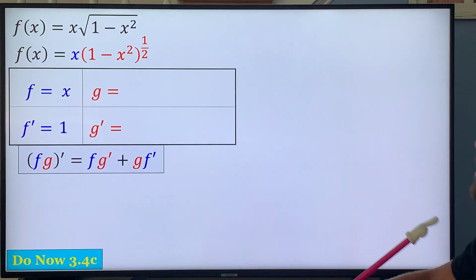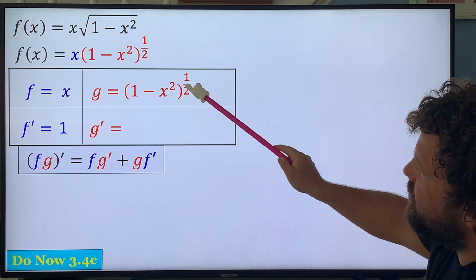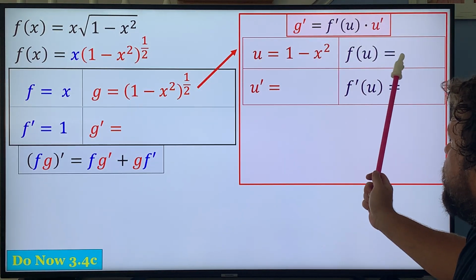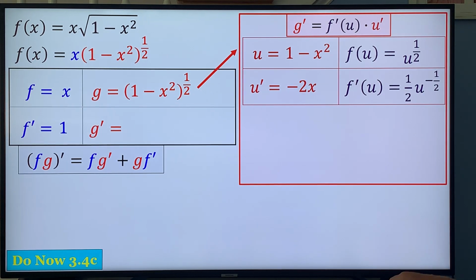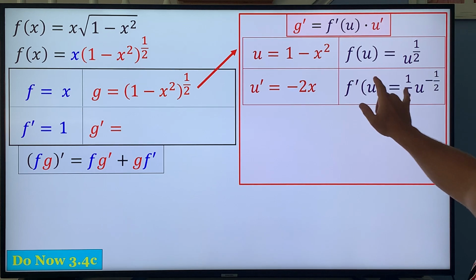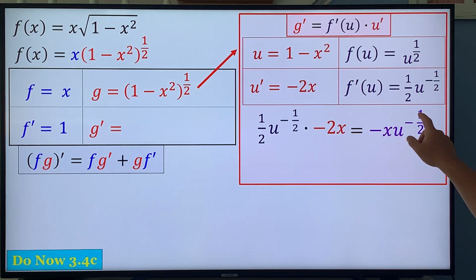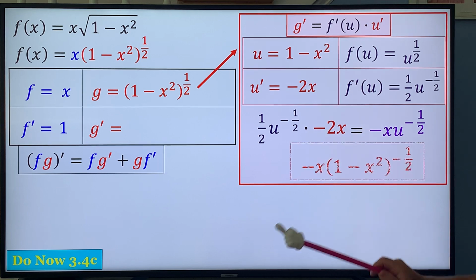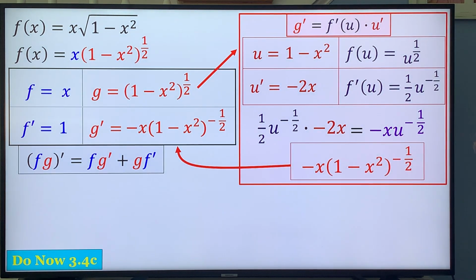F is x. F prime is 1. 1 minus x squared to the 1/2. Up, raising it to the 1/2. Boom, we're going to use our chain rule. 1 minus x squared, u to the 1/2, negative 2x, 1/2 u to the negative 1/2. Negative 2x times 1/2, half of negative 2x is negative x, u to the negative 1/2. Kind of similar to a problem we already did. Negative x, 1 minus x squared to the negative 1/2, which is my g prime.